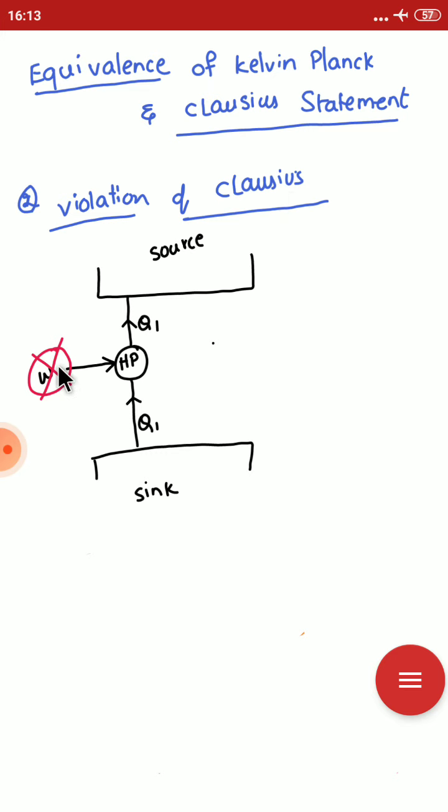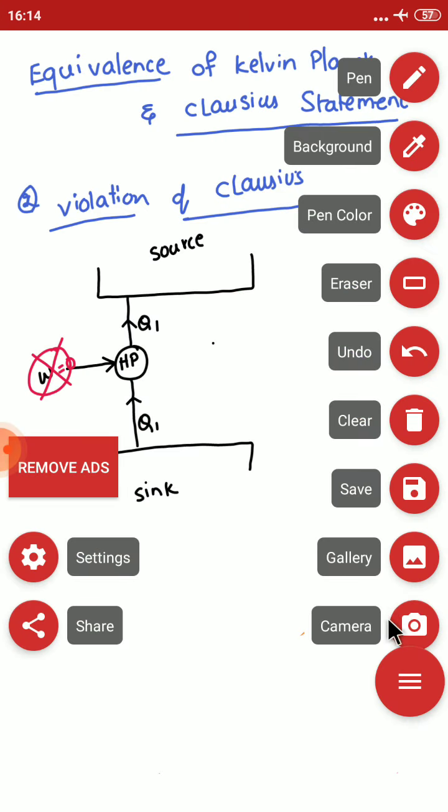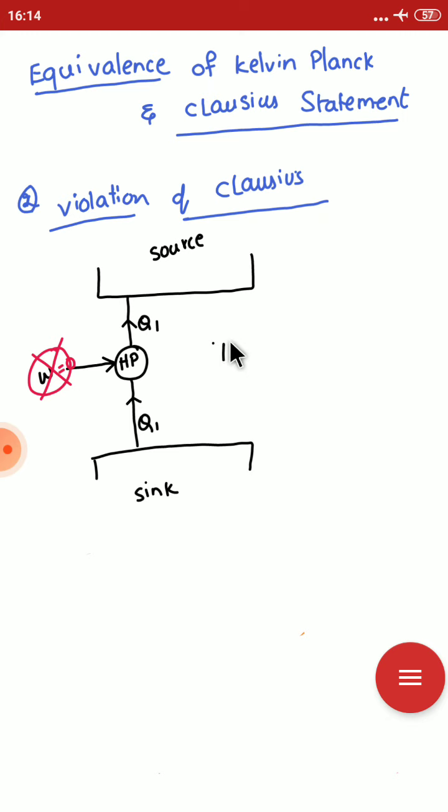Now I am considering zero work input. So I am considering the first statement as a violation of the Clausius statement, which leads to the violation of the Kelvin-Planck statement. Take a heat engine, which extracts energy as heat from the source as Q1, and a part of the energy is converted to work and the rest is left to the sink, that is Q2. W is Q1 minus Q2.